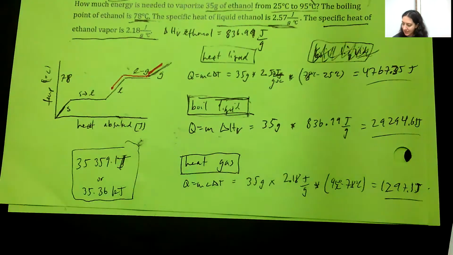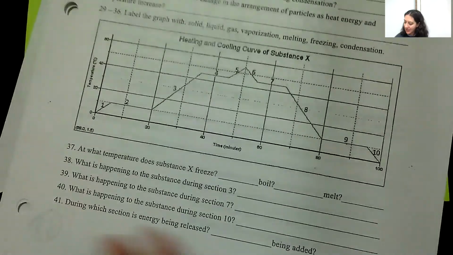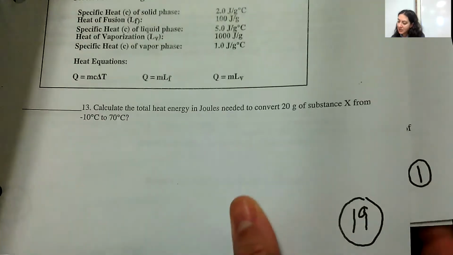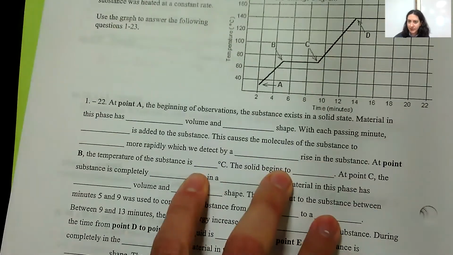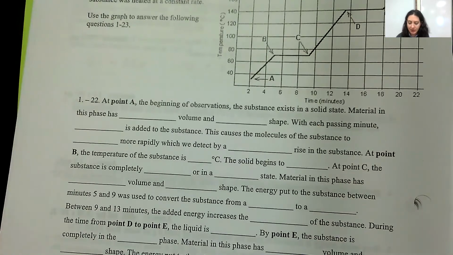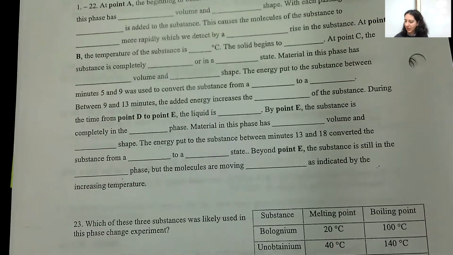Taking a look at your packet, I've got pages 16 and 17, and I believe 18 and 19 are all related to this topic. On 18 and 19, mostly this is asking more about the concepts. It's less about the calculation, it's more about what this heating curve actually means. You guys can take a look at that, and I will definitely have an answer key available.